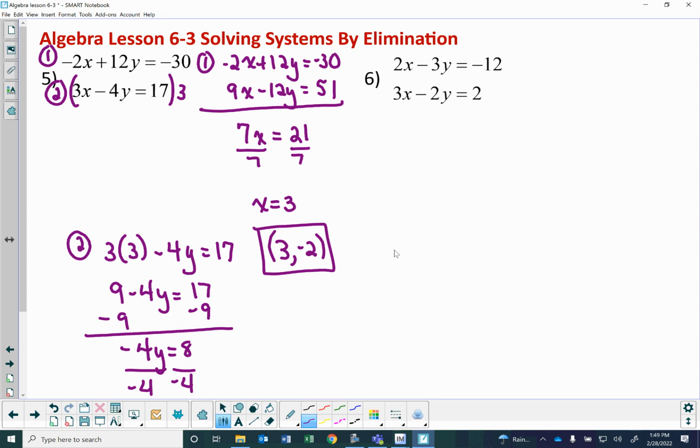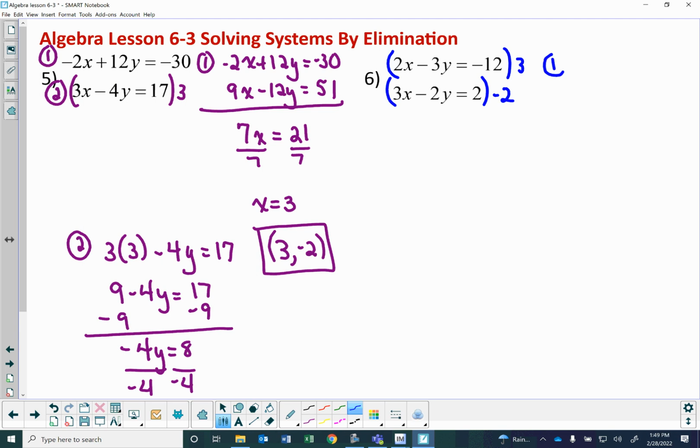Okie dokie. Looking at problem number 6. I'm giving a lot of examples because it's better to have too many examples than not enough examples. I need to get rid of either x or y. I don't think it matters which one I decide to do, because for both of them I'm going to have to multiply both equations. If I decide I want to get rid of x, I have to multiply the top equation by 3, and the bottom equation by negative 2, because the common multiple of 2 and 3 is 6.